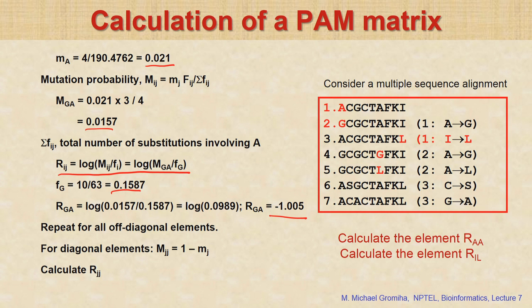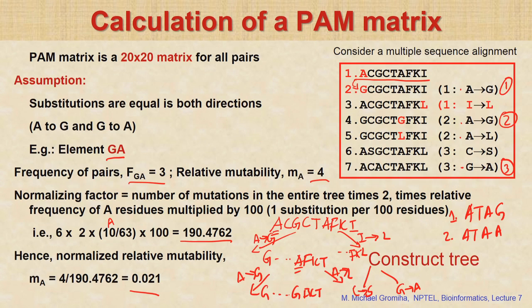So, we can repeat this for all the off diagonal elements. For example, if you want to get the value of RIL, how do we calculate RIL? How many times does the I to L mutation occur? Only one, right. And how many I's are involved in this mutation? Only one, right. So, now we can calculate the normalizing factor, the same as here: 6 into 2 multiplied by how many I's out of 63? 4, right. So, the normalizing factor is 6 multiplied by 2 multiplied by 4 by 63 divided by 100. So, we get the value of 76.2.